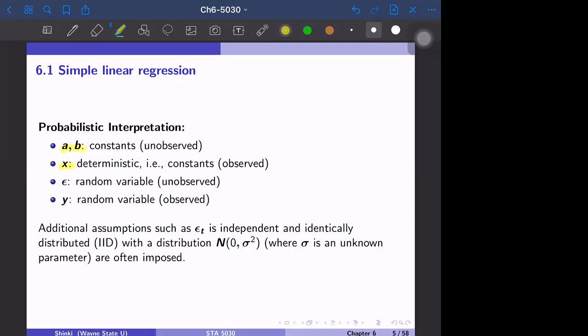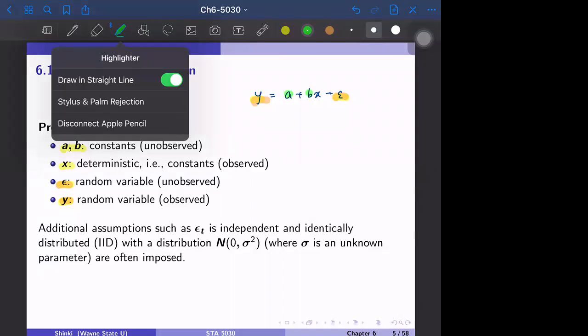We perceive X as deterministic. But epsilon is random, which is natural since it is the error term. Remember that Y is equal to A plus BX plus epsilon, and epsilon is random. Since the other terms are deterministic, Y is also random. So the random terms are Y and epsilon. The others are constant, but A and B are not observable, while X and Y are observable. That is the data.